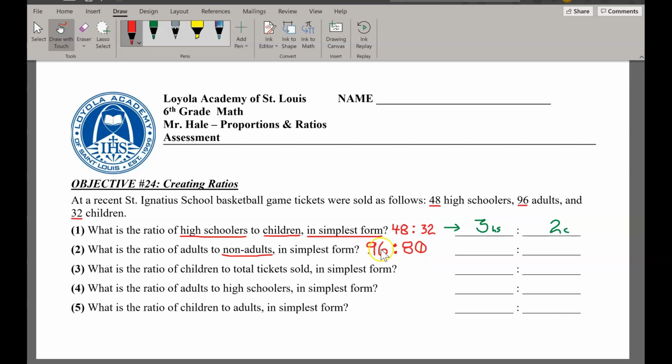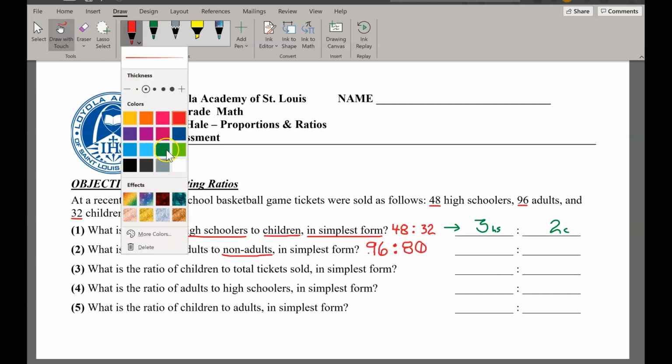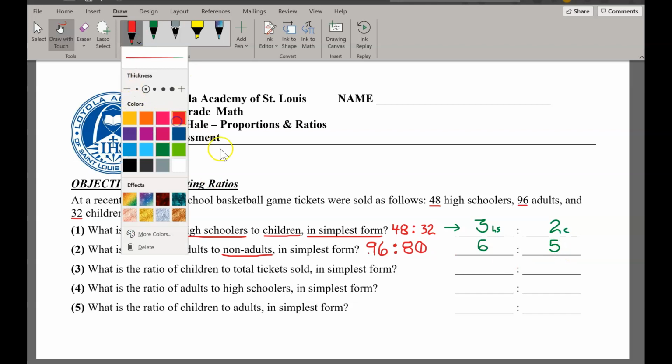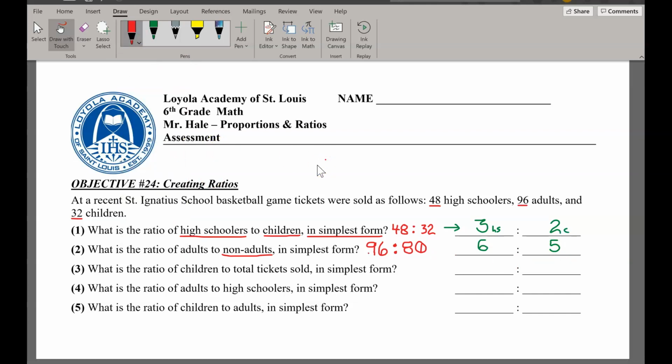But both of these numbers can be simplified. And once again, we're going to simplify by 16. 96 divided by 16 is 6. And 80 divided by 16 is 5. So your true ratio of adults to non-adults is 96 to 80, and that is simplified to 6 to 5. There are 6 adults for every 5 non-adults.